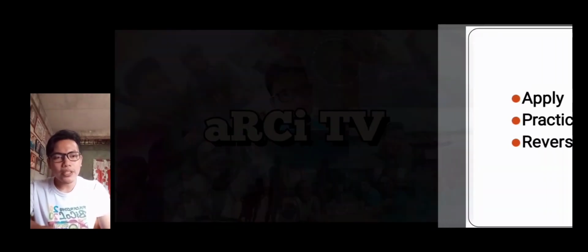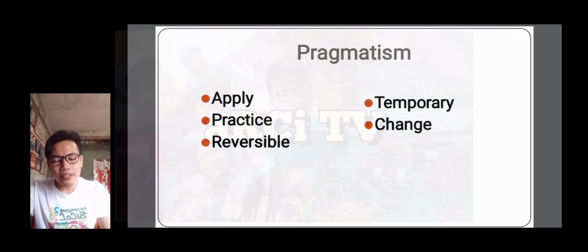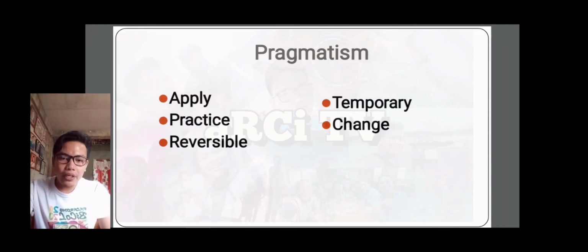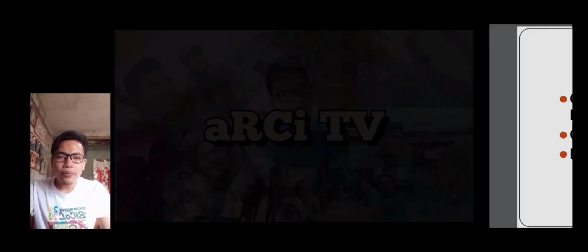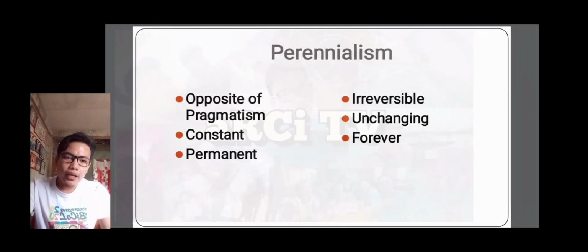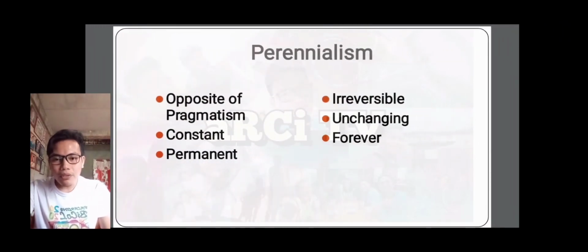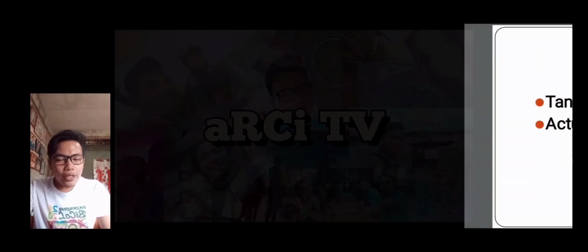Now, the next one is pragmatism. Ano yung dapat nating tandaan about pragmatism? You have here apply, practice, reversible, temporary, and change. So, pag sinabing pragmatism, nagbabago siya. As compared with perennialism, na kabaliktaran po siya ng pragmatism, ito ay constant, permanent, irreversible, unchanging, and forever. Sana all may forever.